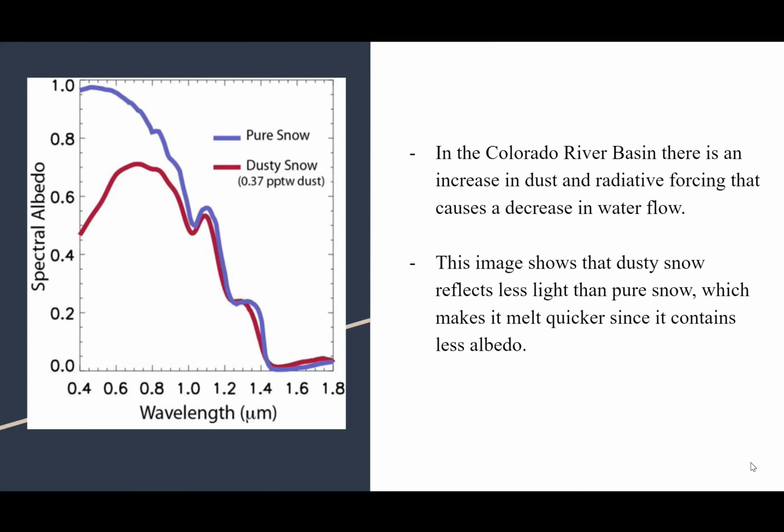Radiative forcing and an increase in dust particles are other factors that cause the depletion of water in the Colorado River basin. This is because the dust absorbs solar radiation, causing the increase in radiative forcing, which in effect causes the snow to melt quicker. This image here shows that the dusty snow reflects less light than pure snow, which makes it melt quicker since it contains less albedo.